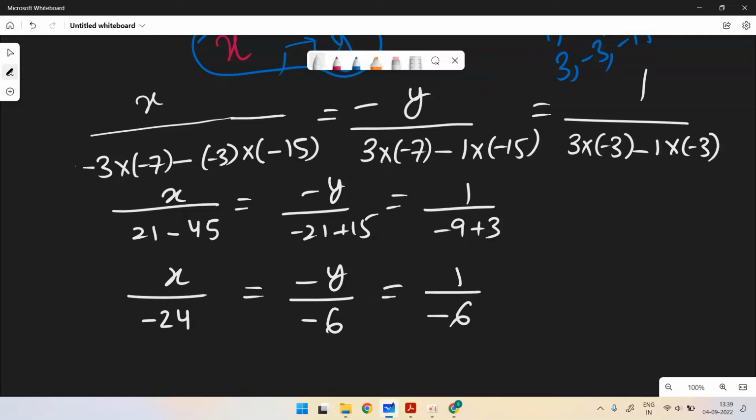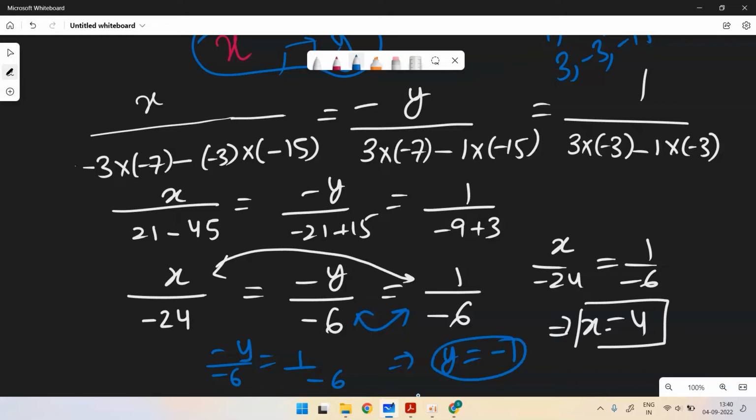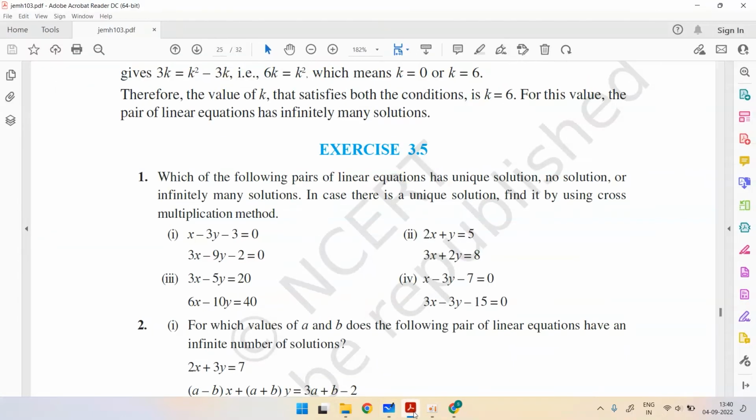So if you take these two equations, this will become x by minus 24 equal to 1 by minus 6, which implies that the value of x is nothing but 24 by 6, x is 4. Now we need to figure out y. If you take these two values, this is nothing but minus y by minus 6 equal to 1 by minus 6, which implies that y equal to minus 1. So x equal to 4 and y equal to minus 1 is the solution.